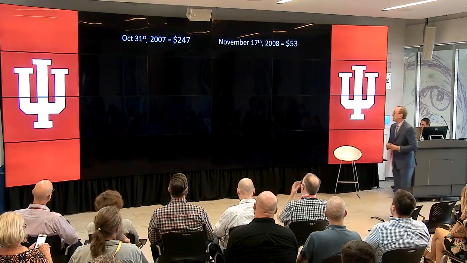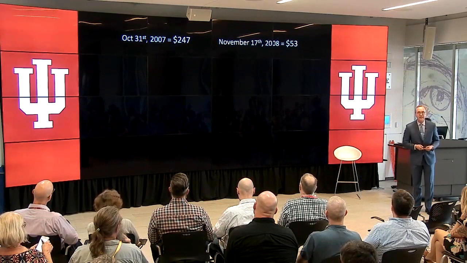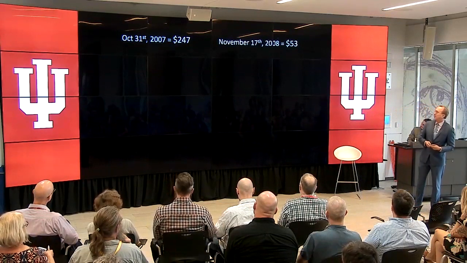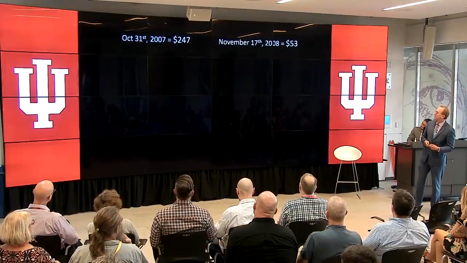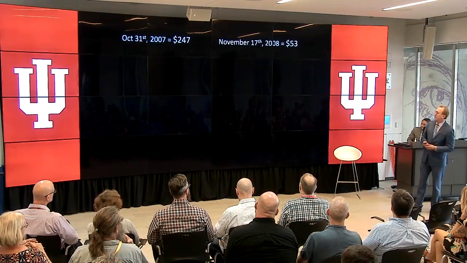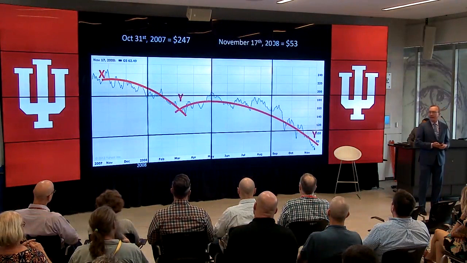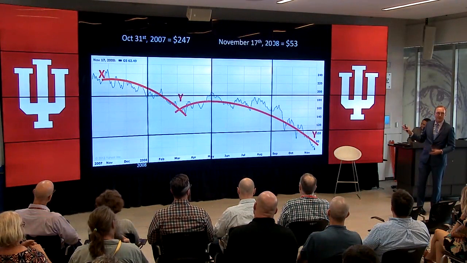October 1st, 2007, there's a stock trading at $247. And in 2008, roughly 13 months later, it's trading at $53. Not so good. That's the way I usually pick individual stocks. And so look at the curves that happened in that period of time.